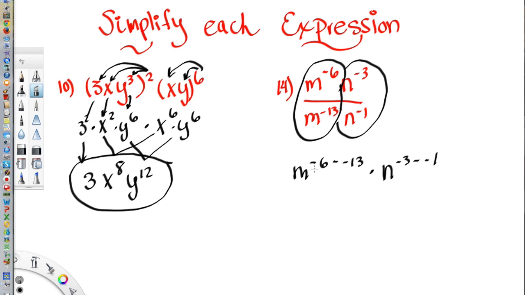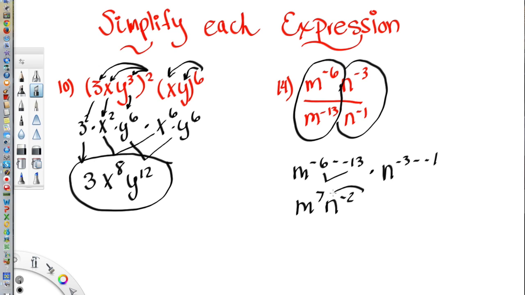Well, let's look at this. A negative 6 plus a 13 is going to give me m to the 7th power. Okay, when I subtract a negative exponent, it becomes addition, and I'm going to have a positive 7. And then n, I have over here, I've got n to the negative 3rd minus a negative 1, which is really plus 1. So a negative 3 plus 1 is going to give me a negative 2.